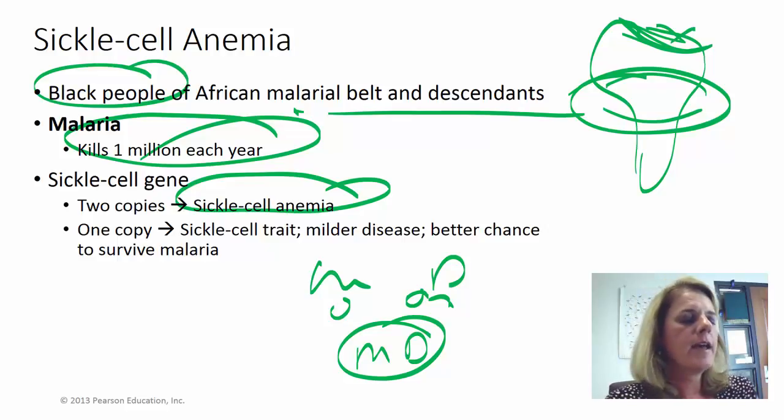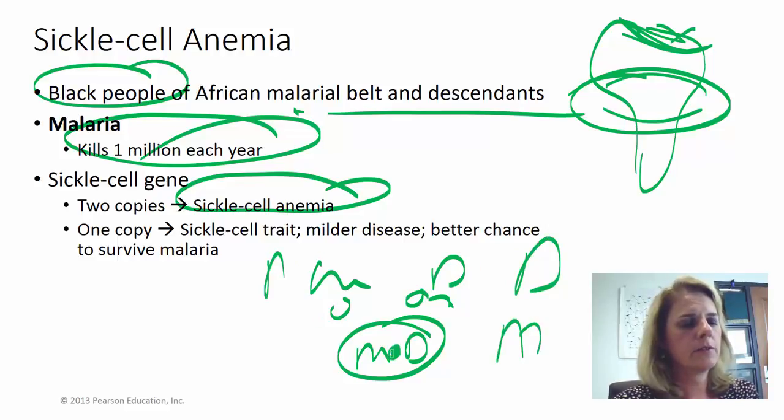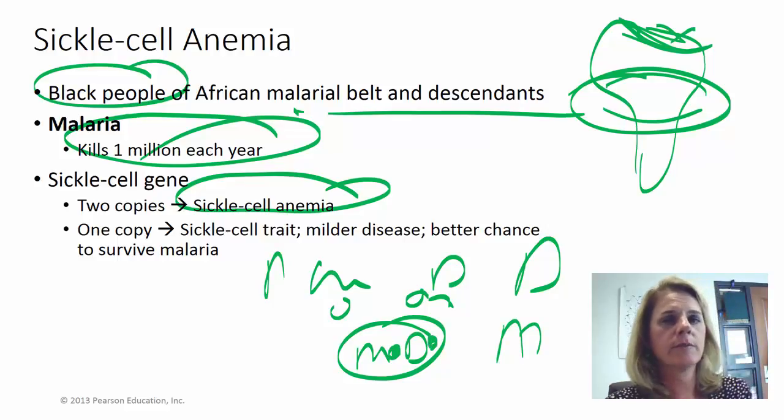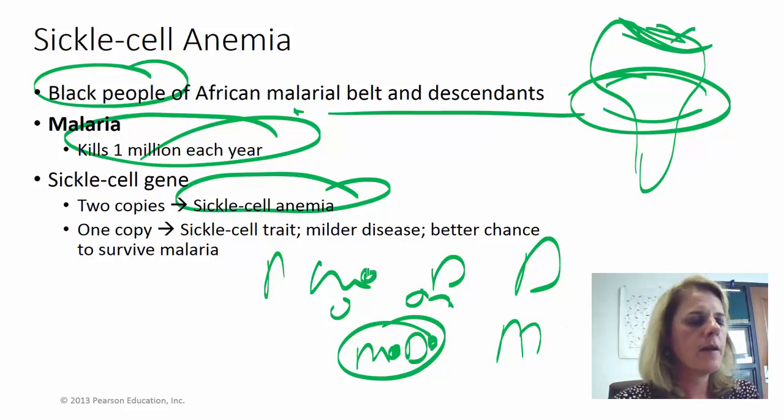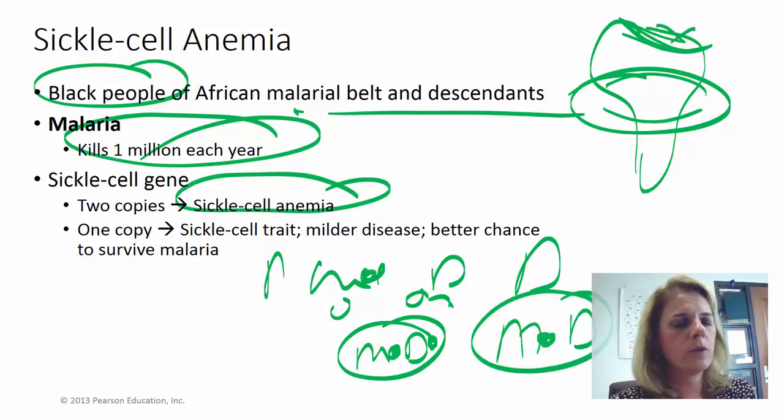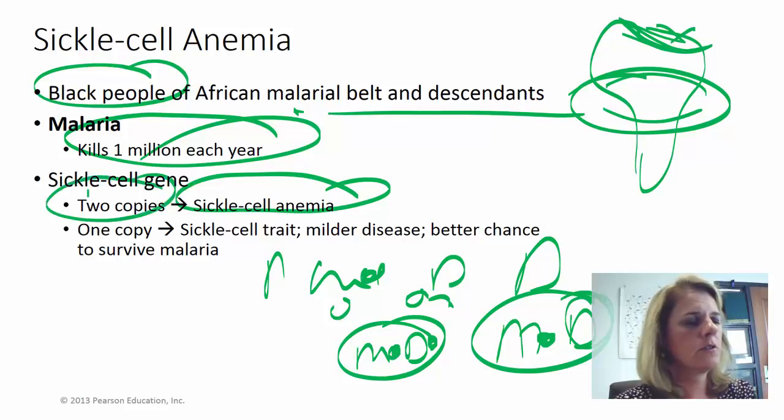Now, maybe your dad did not have it, but your mom had it, and so now you only have, let's make the little M circle mean you have it. So now let's say your mom had it, your dad did not, and so now you just have one copy. We're going to talk about genetics a little bit later, so this is real simplistic for right now. But let's just say you got the copy from your mom, but your dad's copy was normal. Well, you have the trait, but it's really mild, okay? And so the cells don't sickle as much as they do in someone that has two copies.